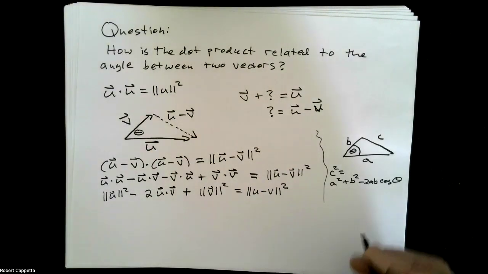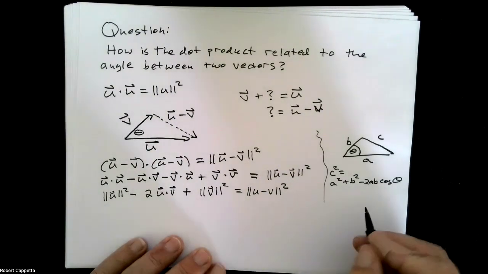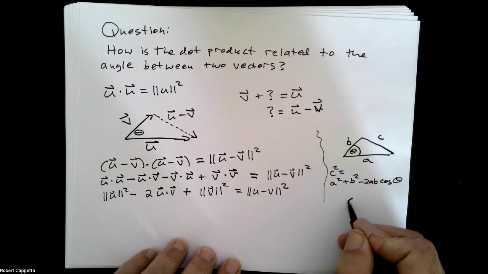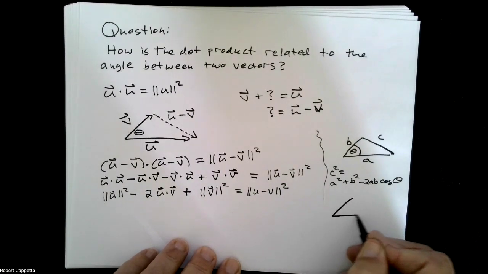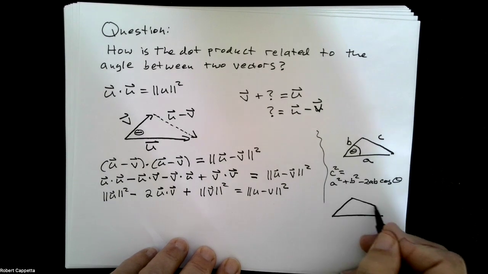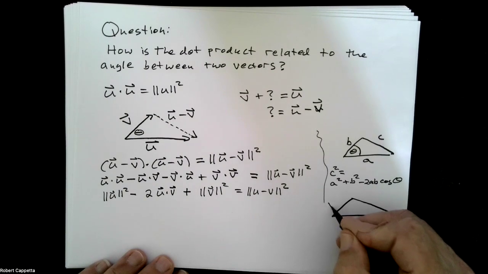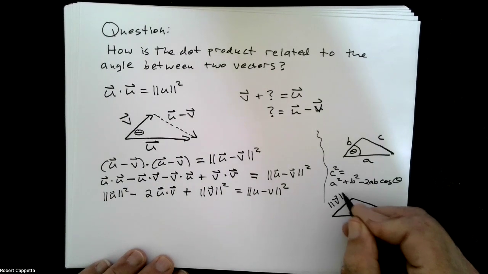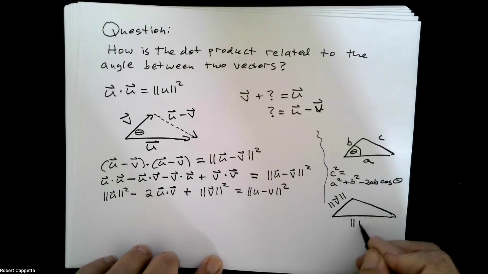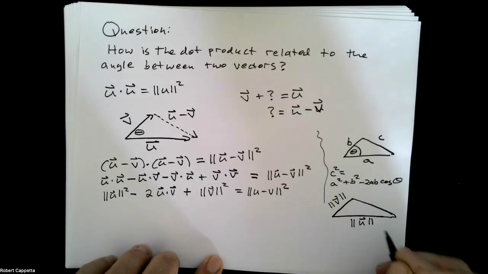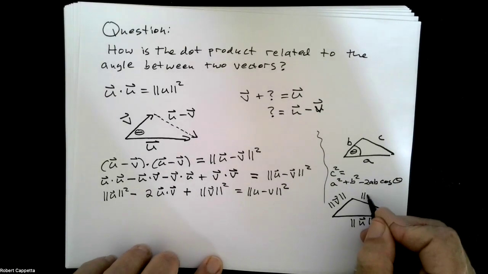So if we apply that to this, let's think about this triangle that we have here. The triangle we have here has 3 sides. Let's go ahead and write those down. If we're thinking about these as lengths, then this side is the length of V. This side is the length of U. And this side is the length of U minus V.